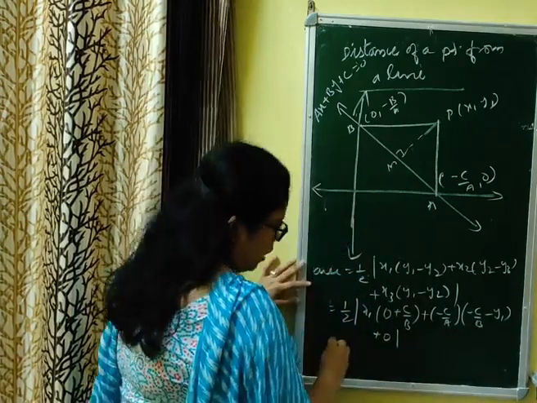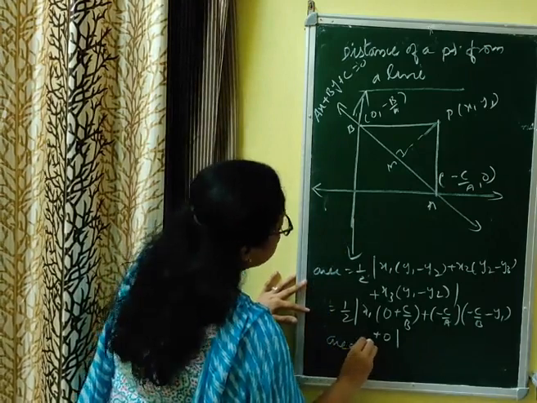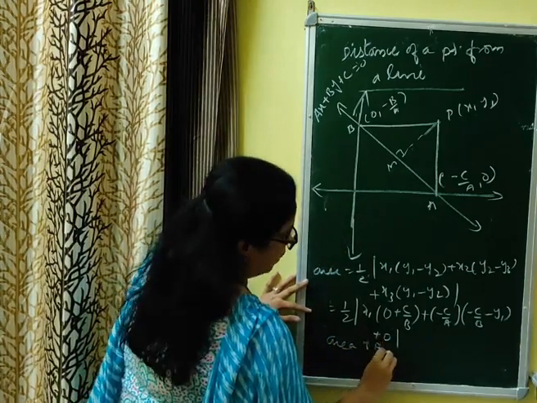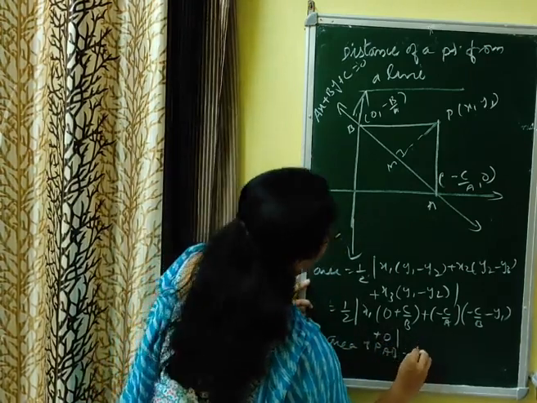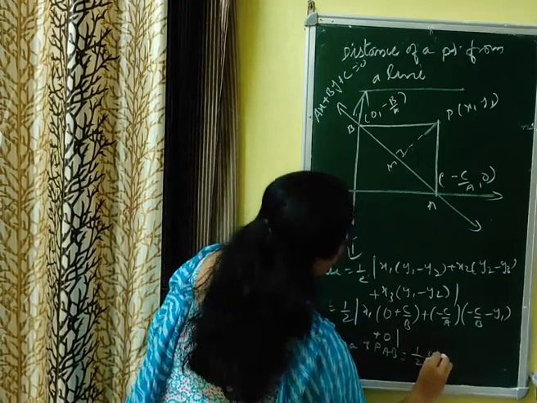Now, the area of triangle PAB is also equal to half into OA into PM.